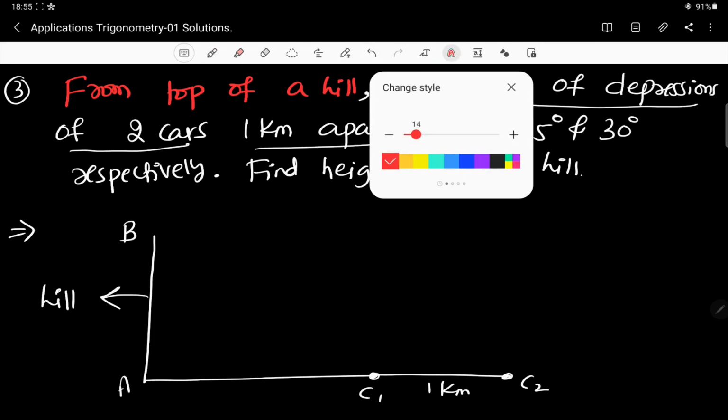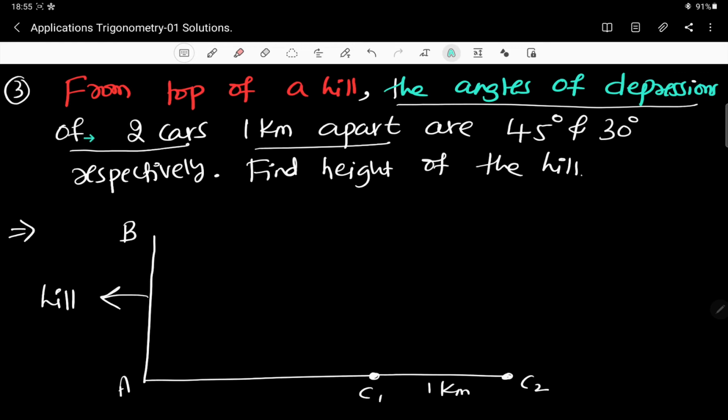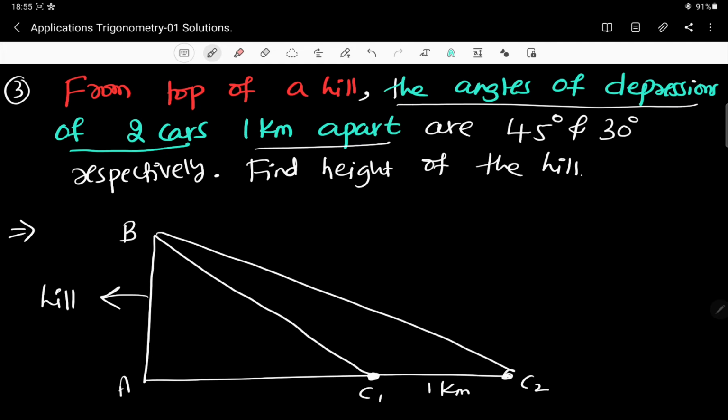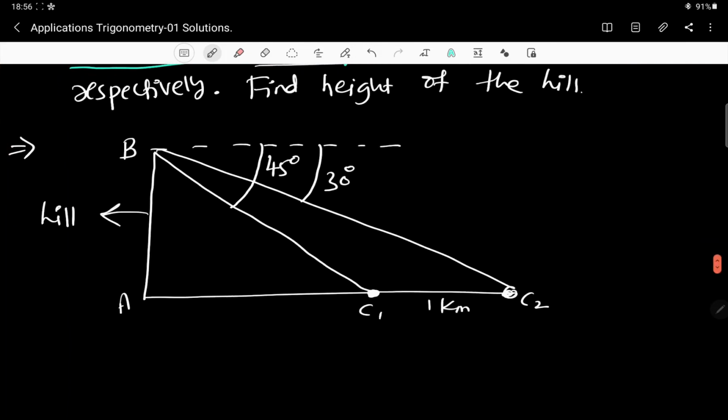Now, look at this question. What is this? The angle of depression of two cars 1 kilometer apart. That means the distance between those cars is 1 kilometer. This C1C2 is 1 kilometer. And 45 degree and 30 degree are the angles of depression. Angle of depression, you understand the meaning, no? For example, here we are watching this, and here also we are watching this. So this is like a dotted line, the 45 degree and 30 degree. That means the first car is 45 degree, this big angle. This is 45 degree, and this small angle is 30 degree. Correct, no?